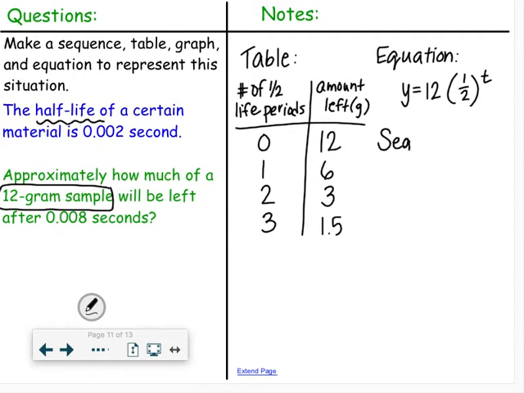So we've got our table, we've got our equation. Next, I'm going to write the sequence: 12, 6, 3, 1.5, and so on.